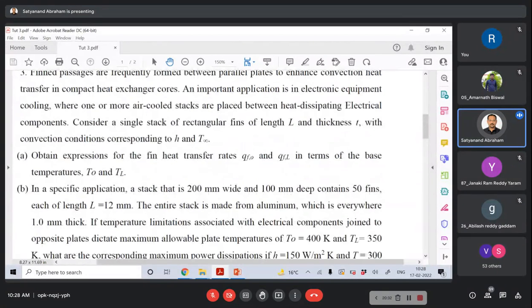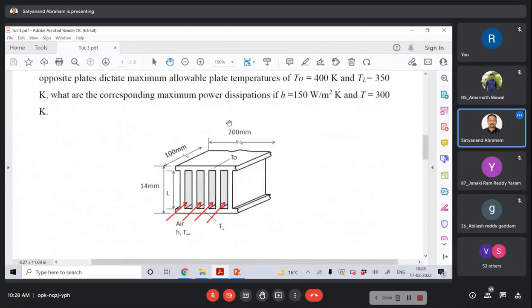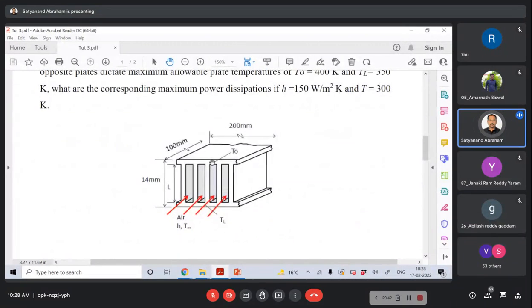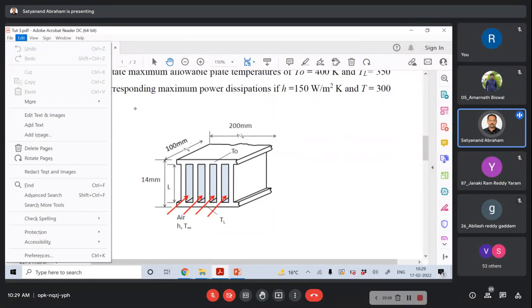What is asked is to obtain an expression for the fin heat transfer rates qf0 and qfL in terms of the base temperatures T0 and TL. Here the temperatures are T0 on top and TL on bottom. So heat will be taken from both sides, right? Heat is being taken from both sides.